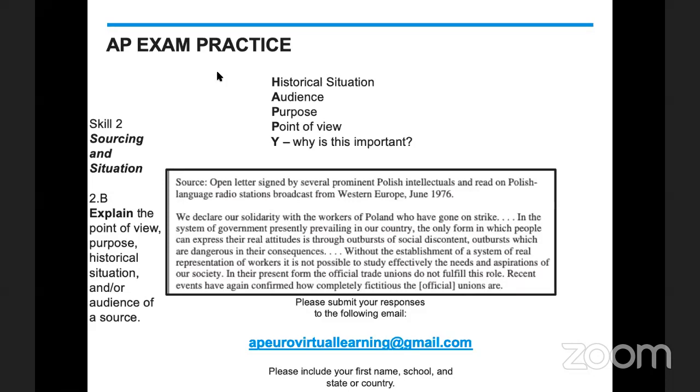So for your homework, we'd like you to come up with a sourcing statement, and we will feature on Monday some nice examples of that, as you have been doing, and as we continue to be impressed by. You can email them to apeuro@gmail.com and include your first name, your school, and your state or your country. And we've been surprised at how many international people are tuning in.